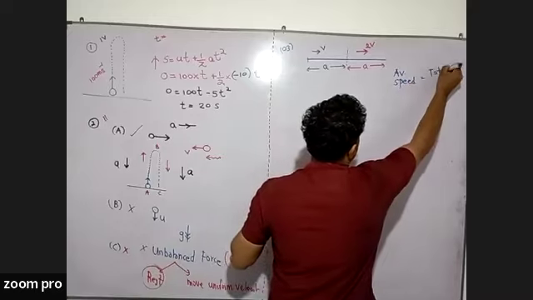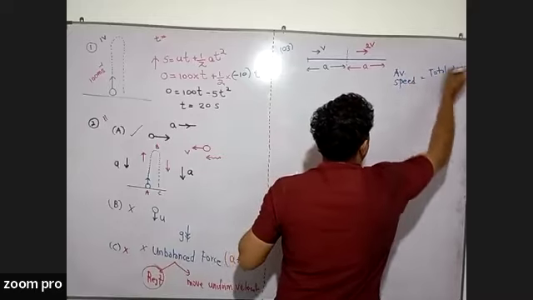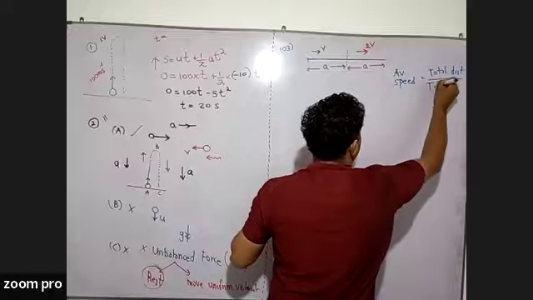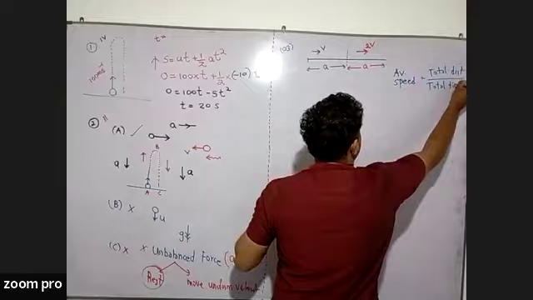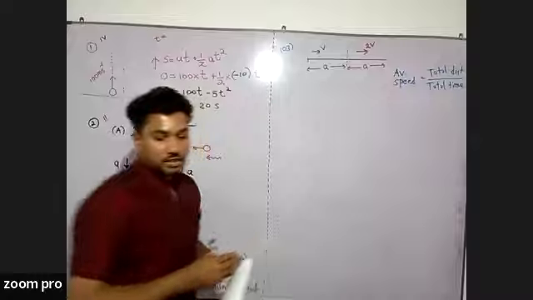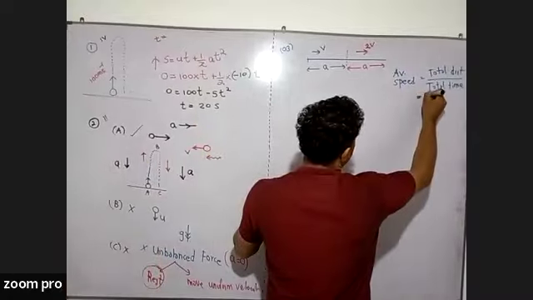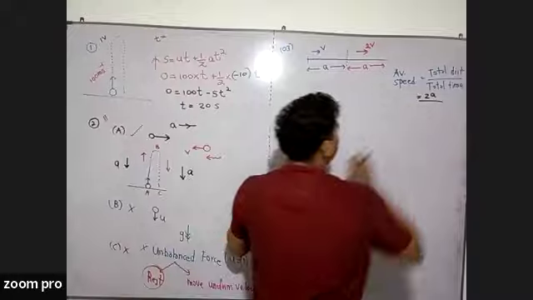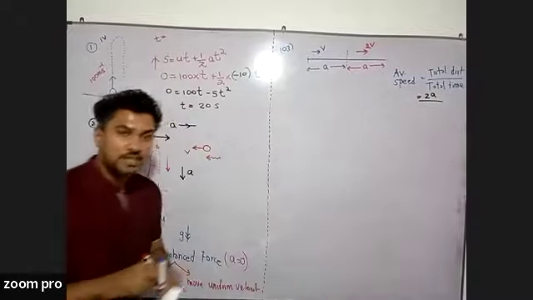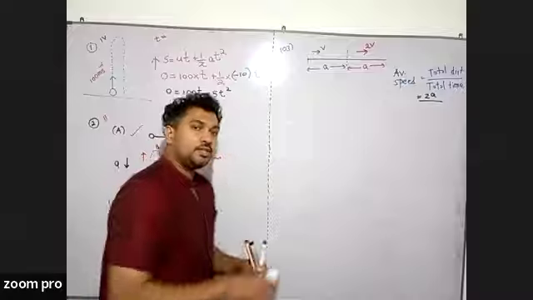total distance over total time, which is taken to complete the motion. Now, according to the given data, the total distance can be substituted as 2a. So then you have to obtain a value for the total time, right? So how do we obtain the total time?